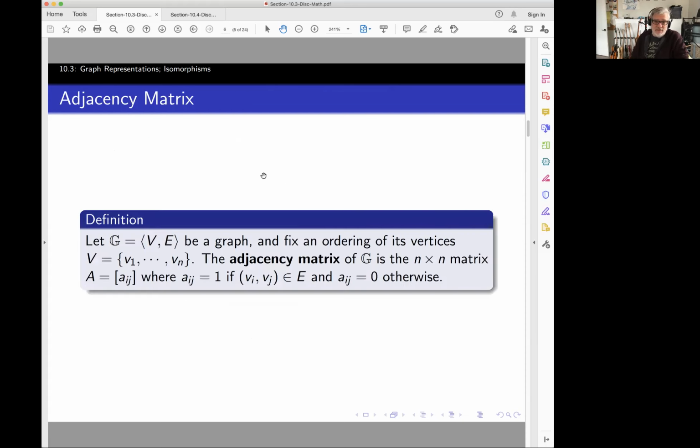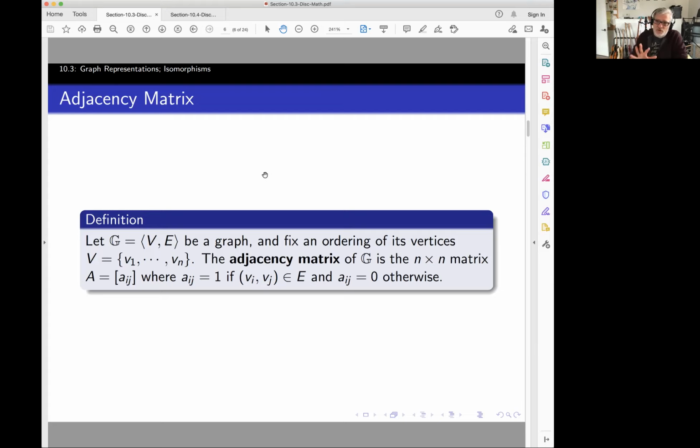This is a slightly more subtle representation of a graph, and it turns out that it has a lot of applications, which we're not going to see. We're going to see one in 10.4, a slightly non-trivial fact about the adjacency matrix of a graph. So you're given a graph and you choose an ordering of the vertices. This is important. You have to choose some definite ordering of the vertices here. Let's call them V1 right up to Vn.